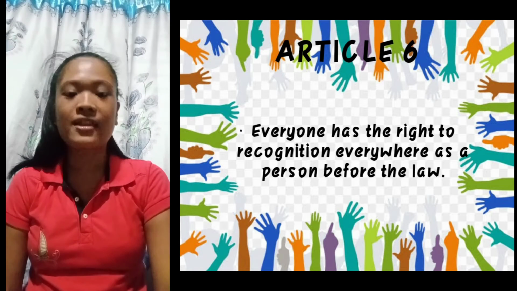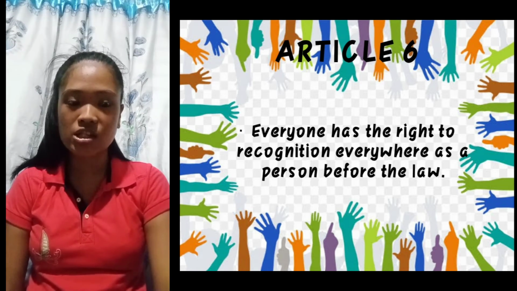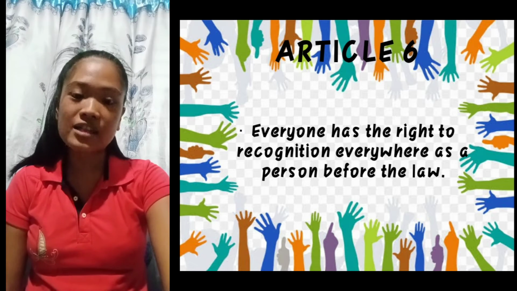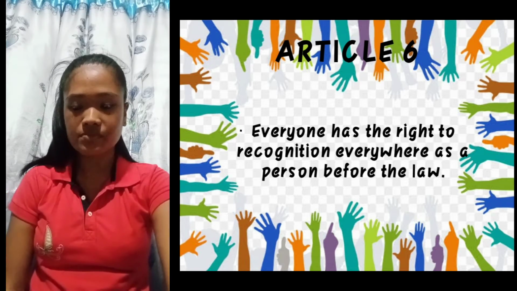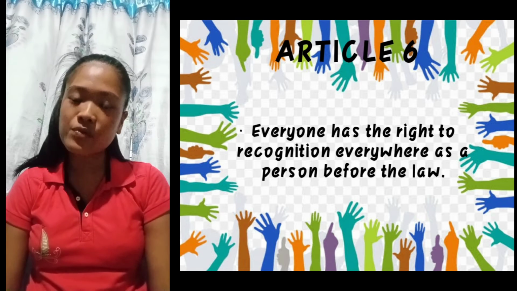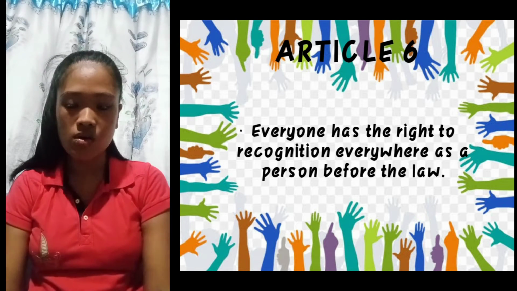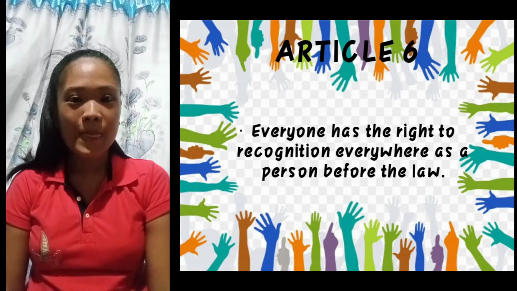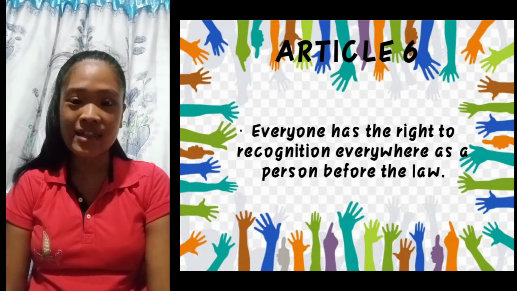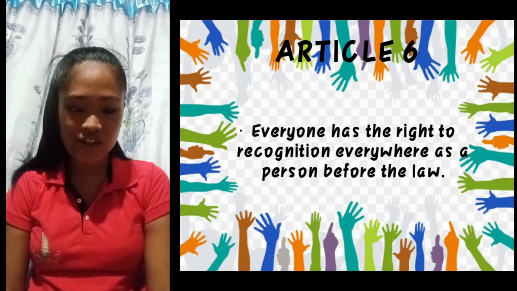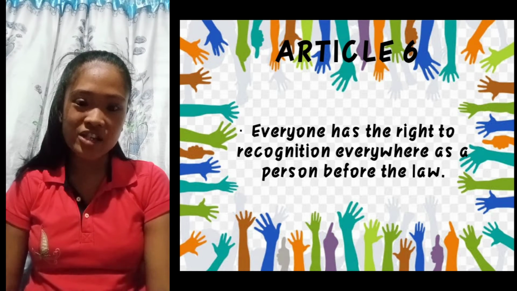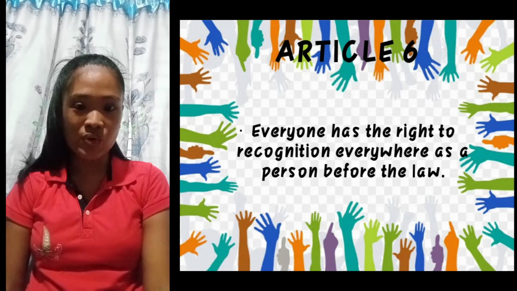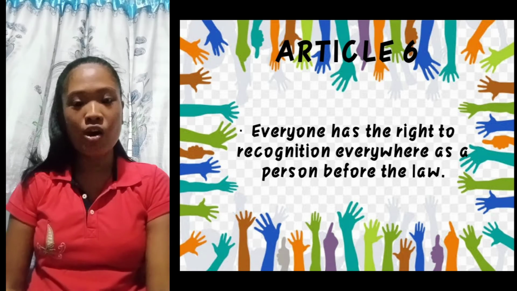Article number 6 states that everyone has the right to recognition everywhere as a person before the law. So, Article number 6 means that everyone has the right to be recognized wherever you go. Sometimes, if you are part of a different group, discrimination is common. It may happen, but you have the right to complain because we have a law against that.